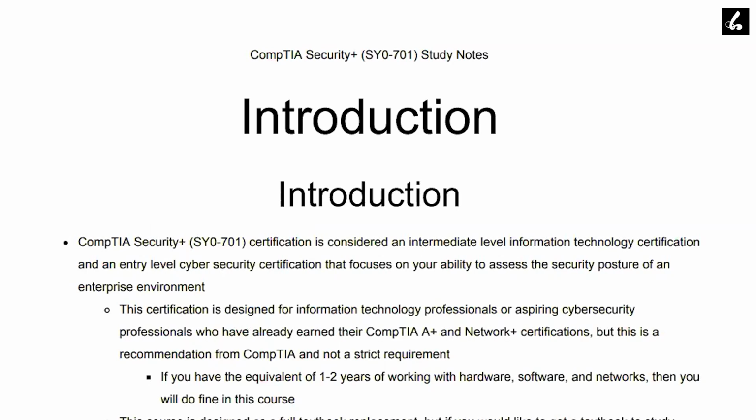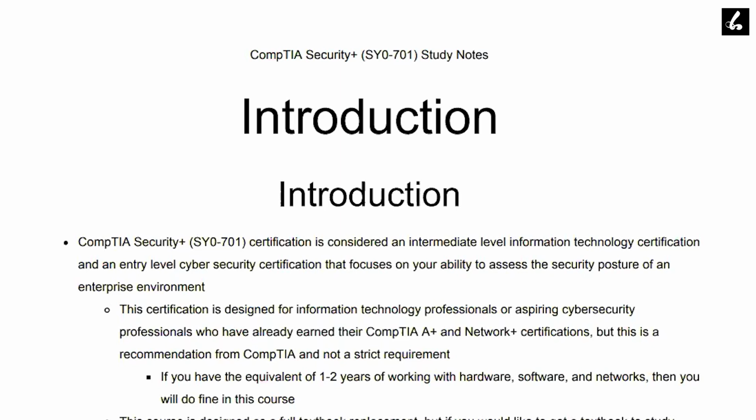You know that this is CompTIA Security Plus, SY0-701. So when we're talking about CompTIA Security Plus, you can see that it is an intermediate level exam.